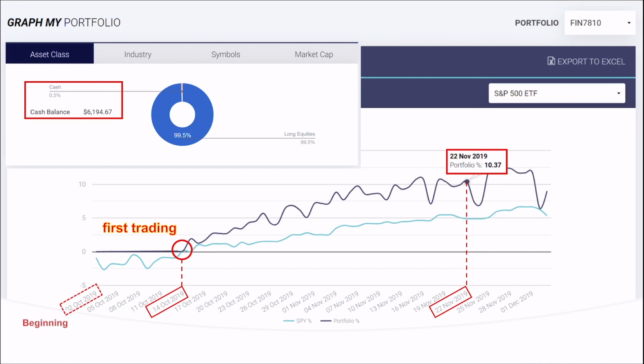We bought all the stocks chosen from the strategy at once on October 14th, 2019, and we had fully invested most of our fund on that date. We only hold $6,195 in hand at the end.